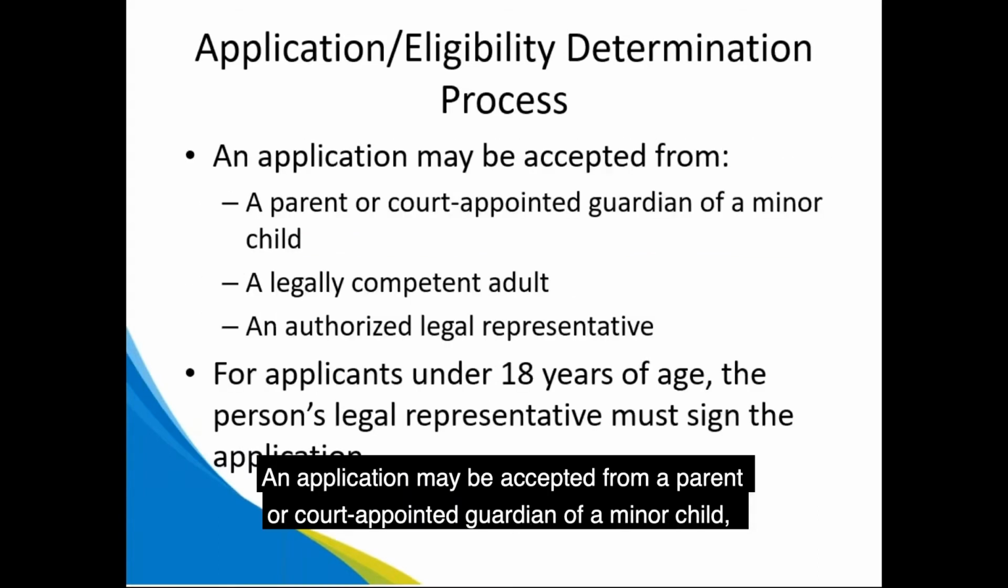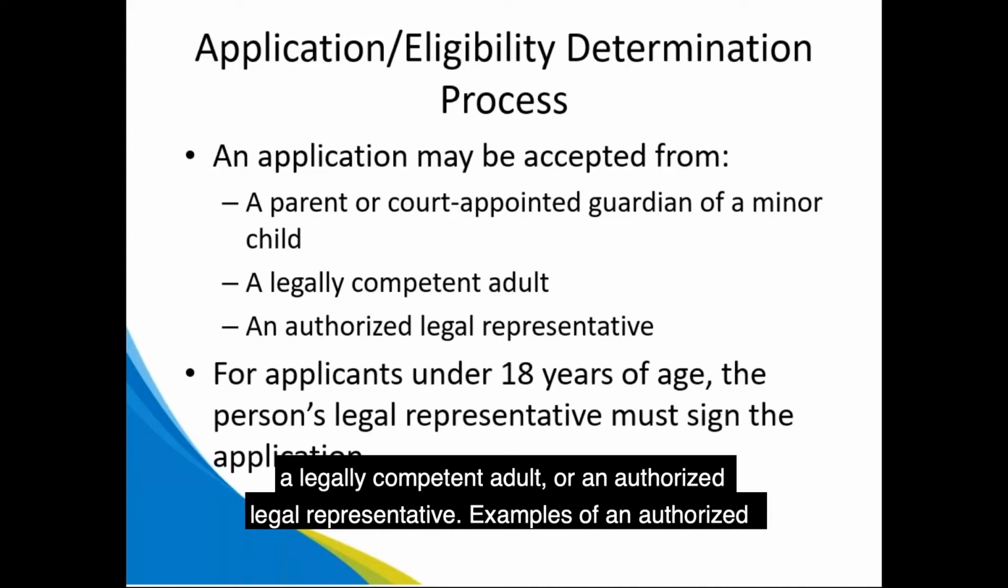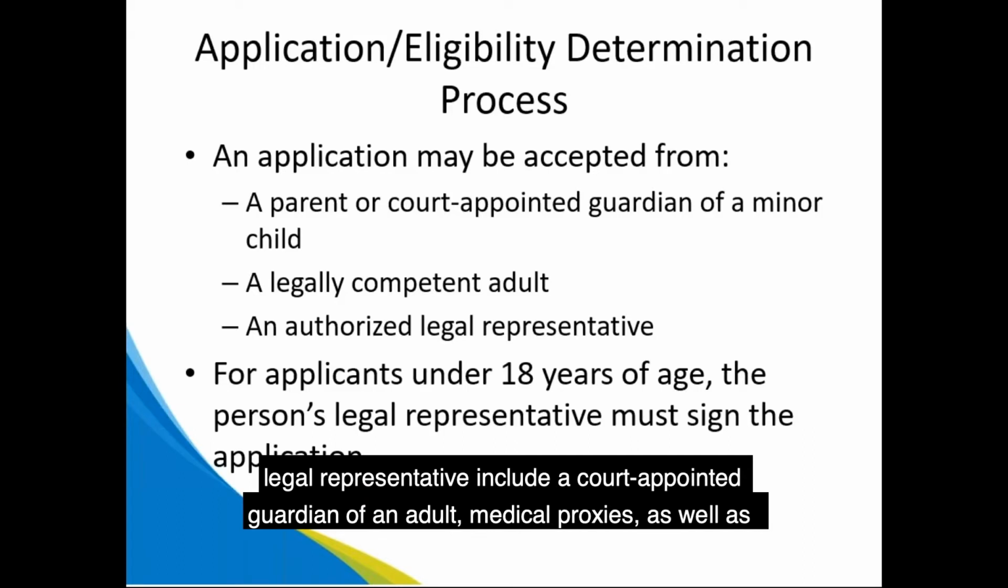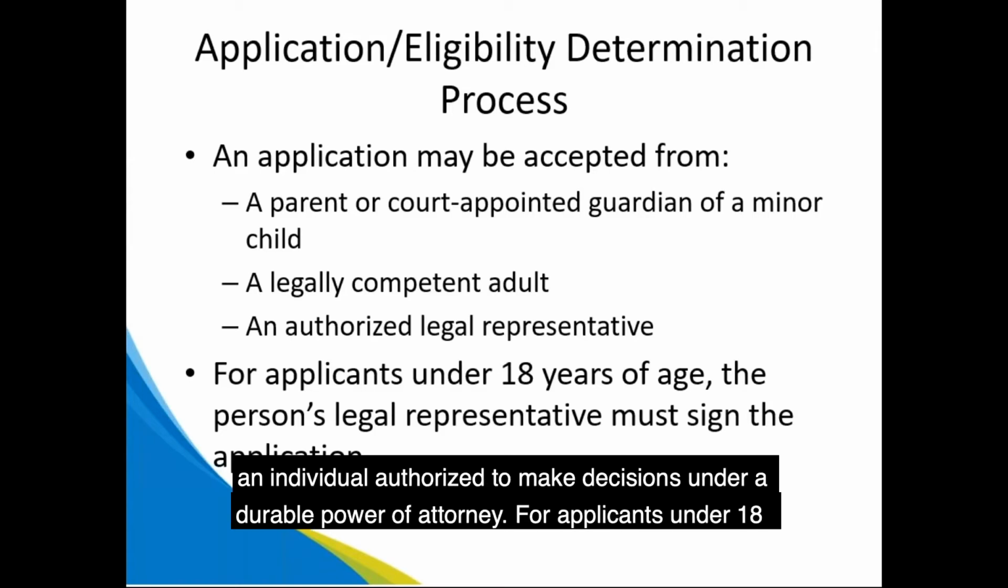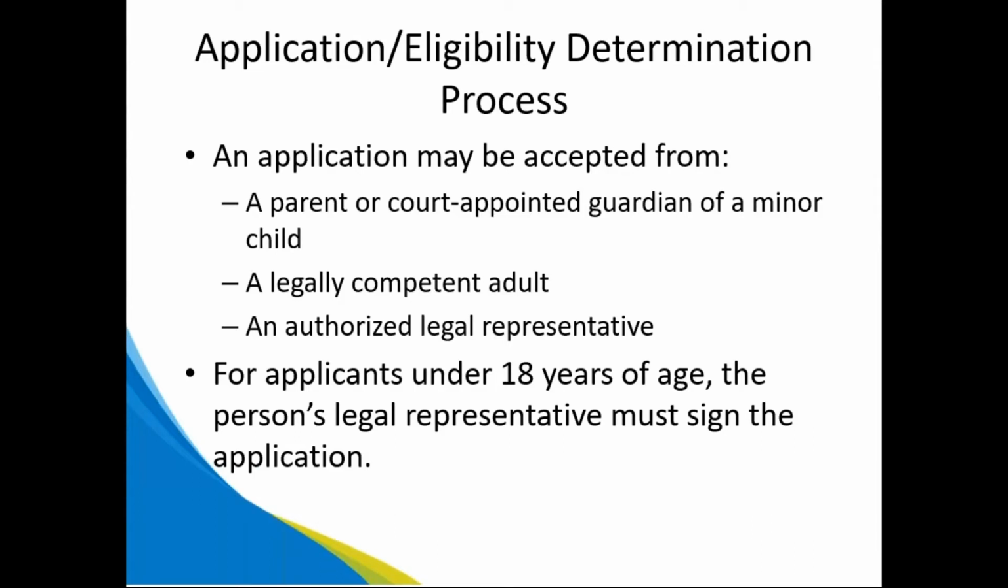An application may be accepted from a parent or court-appointed guardian of a minor child, a legally competent adult, or an authorized legal representative. Examples of an authorized legal representative include a court-appointed guardian of an adult, medical proxies, as well as an individual authorized to make decisions under a durable power of attorney. For applicants under 18 years of age, the person's legal representative must sign the application for APD services.